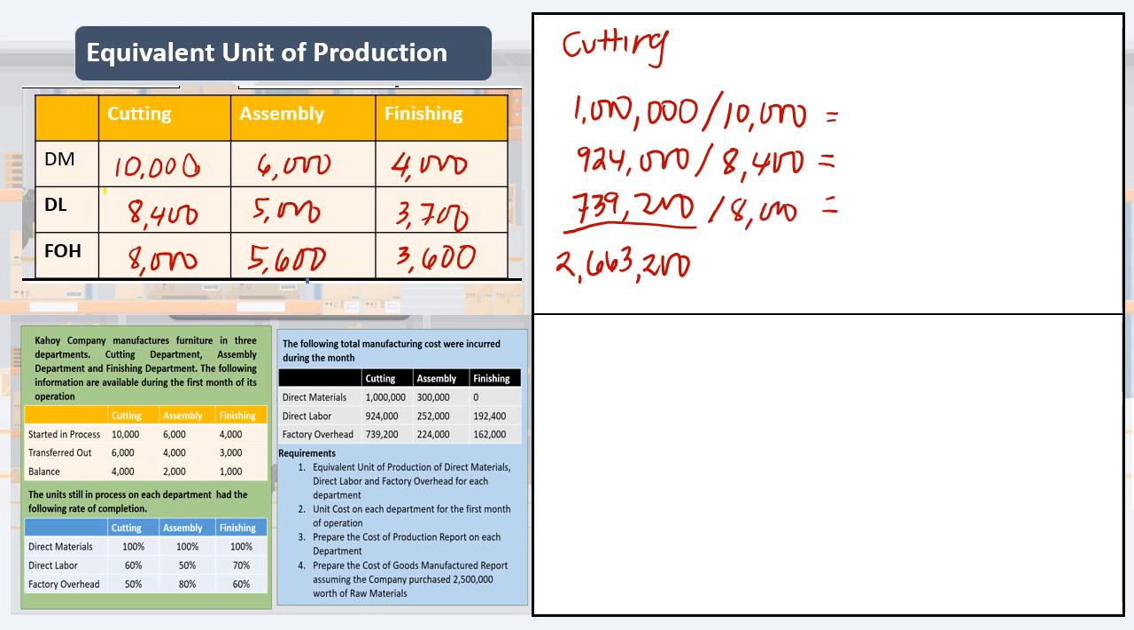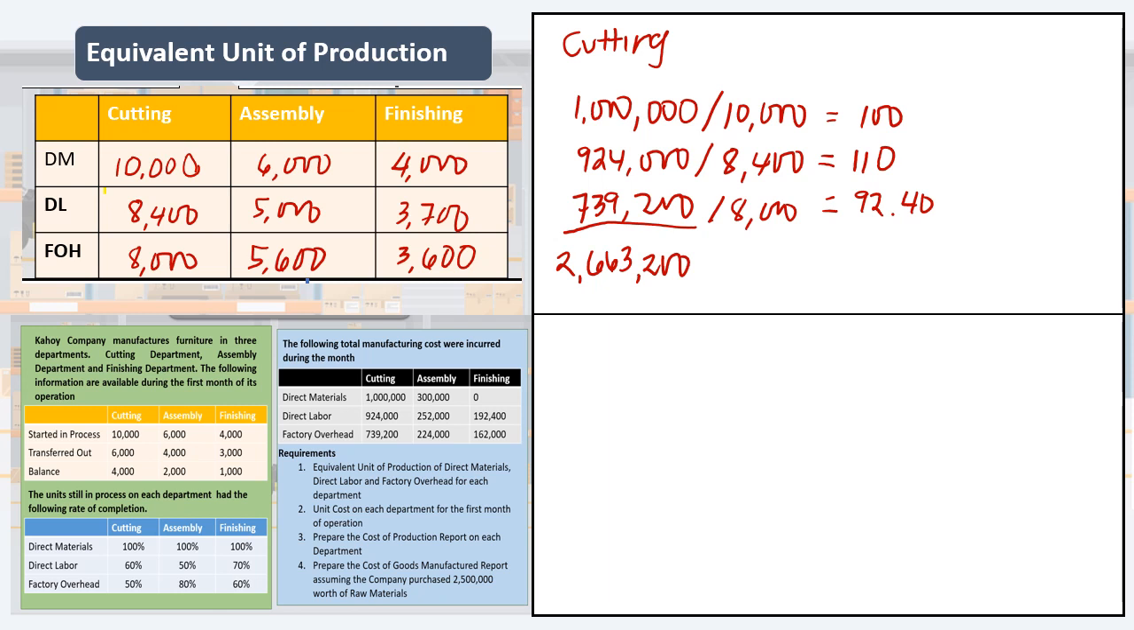So, our unit cost for direct materials will be 1 million divided by 10,000. So, we have 100 per unit. For direct labor, we have 924,000 divided by 8,400. So, we have 110 pesos per unit. For factory overhead, we have 739,200 divided by 8,000, which is the equivalent unit of production for manufacturing cost. So, what comes out is 92 pesos and 40 cents.